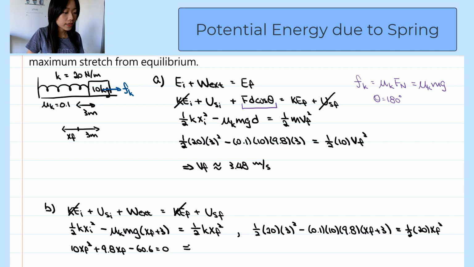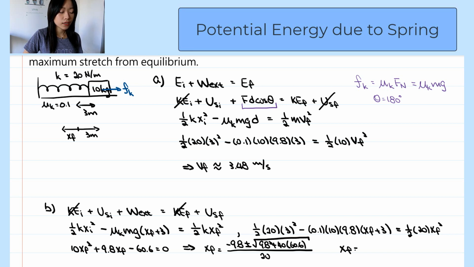Then we can solve for xf, which equals negative 9.8 plus or minus the square root of 9.8 squared plus 40 times 60.6, divided by 20. And we only want the positive answer. So the final distance from the equilibrium point is 2.02 meters.